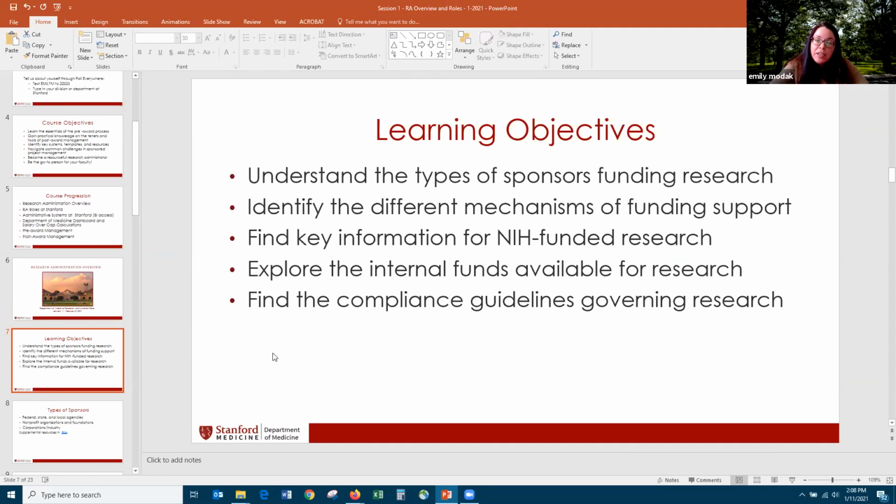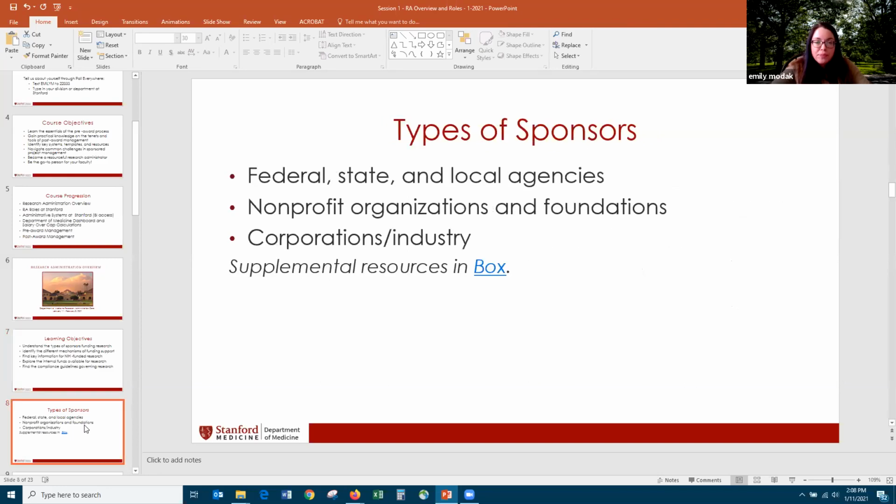And then we're going to talk a little bit about internal funds that are available for research. This is not our focus, but we do often interact with internal funds, so I want to give you some tips on that. And then, what are the compliance guidelines that govern research? There are a lot of rules and regulations, so I want to show you where to find those resources.